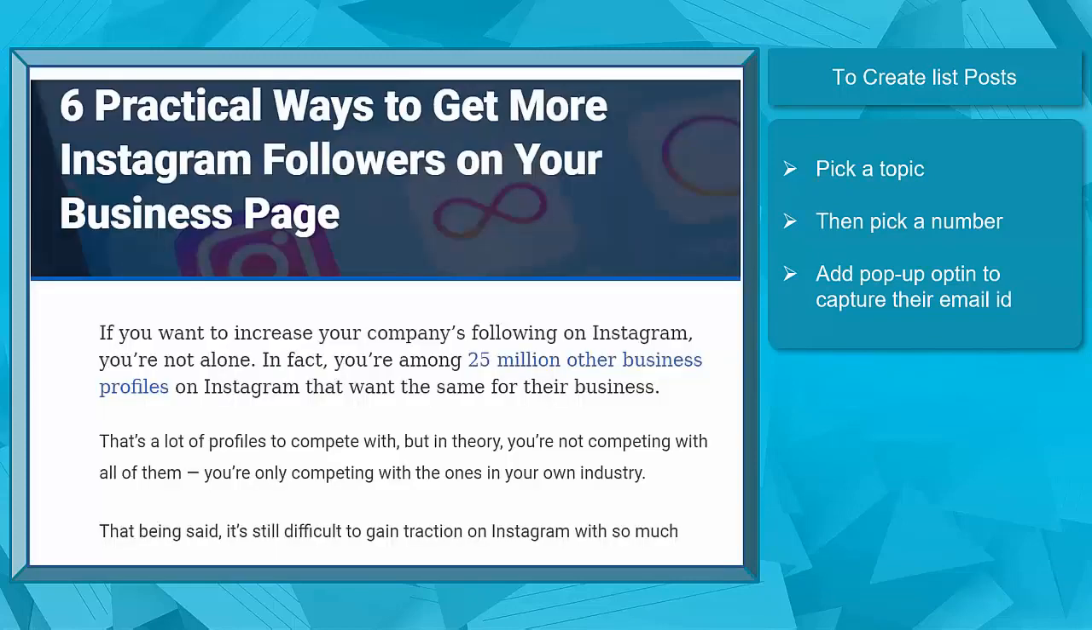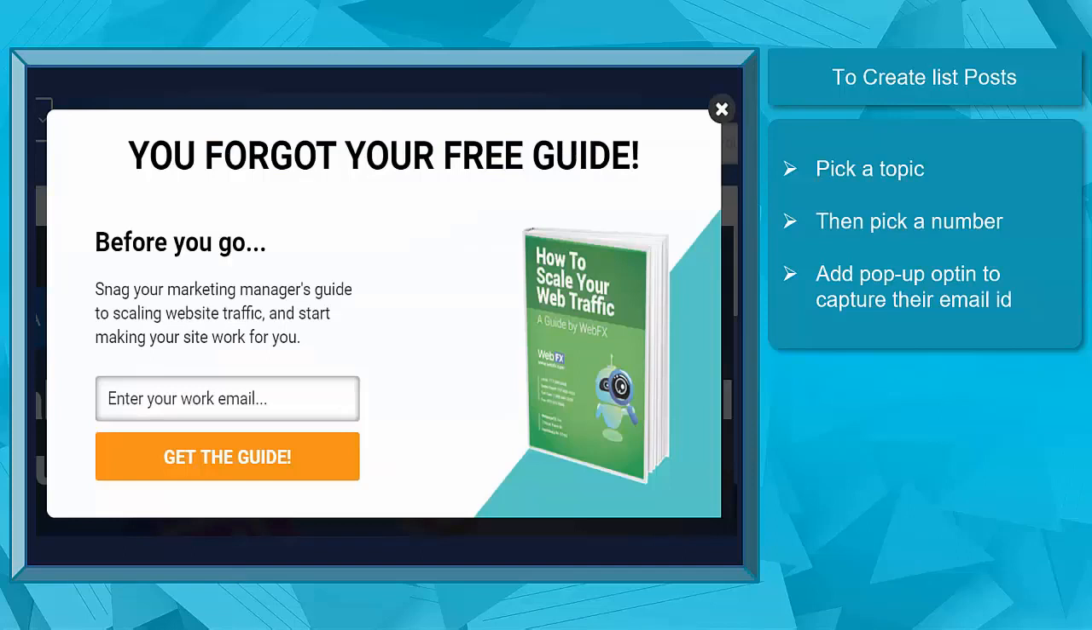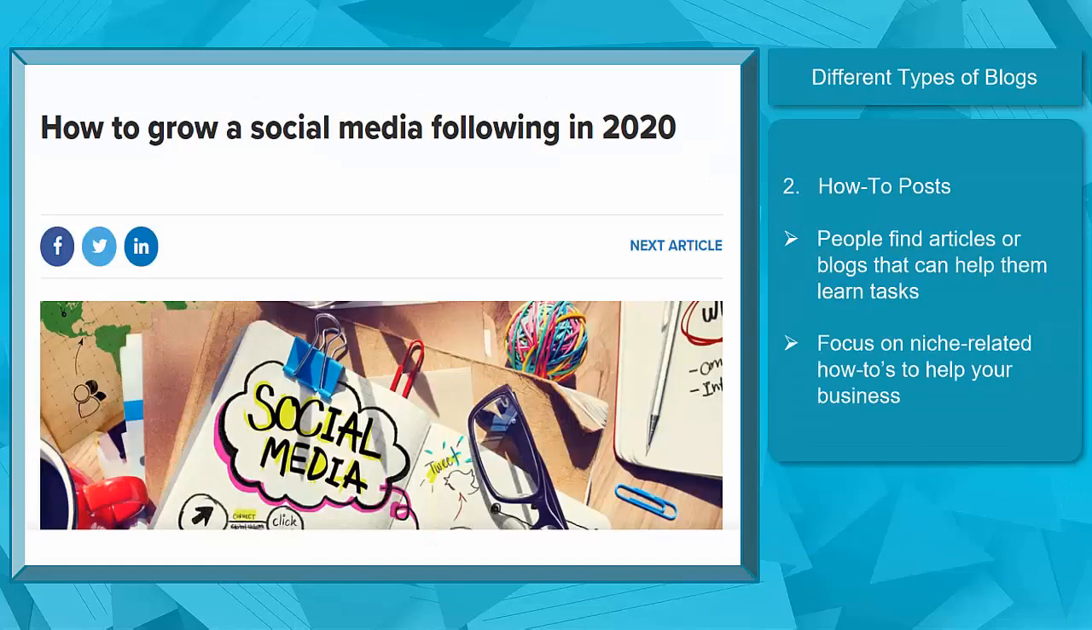To create list posts, first, pick a topic, then pick a number. Here's an example of a list post. As people get interested in your blog, you can set up a pop-up opt-in form to capture their email address so that you can add them to your mailing list. How-to post.